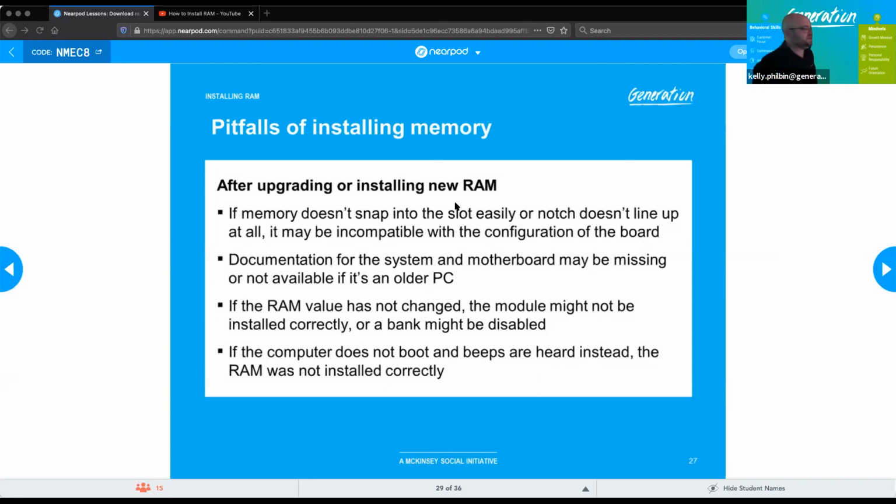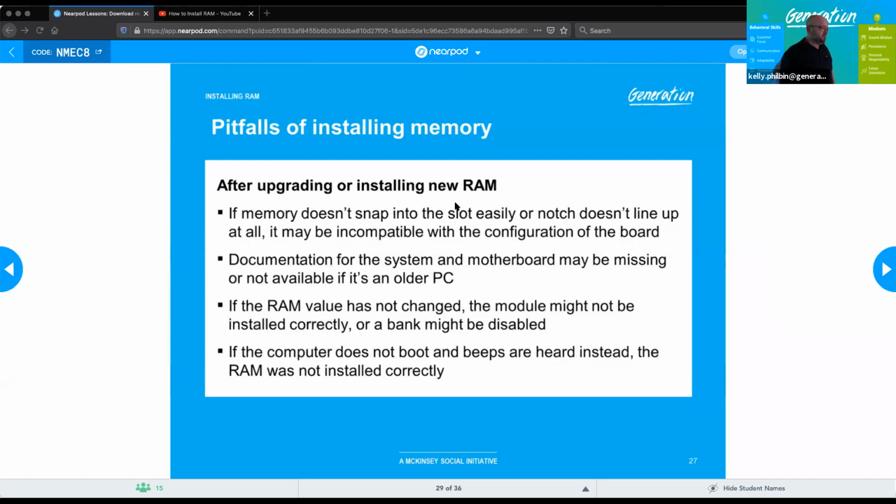If the RAM value has not changed, the module might not be installed correctly, or the bank may be disabled. So if you have 2 installed already and you're adding 2 more and your total RAM count hasn't gone up, it probably means they weren't installed correctly or the banks were turned off. So you'll need to go back into the BIOS and make sure the bank is turned on. And if the bank is already turned on, you're going to have to open it back up and make sure that the RAM blades are installed correctly, fully inserted, and have clicked and locked in place.